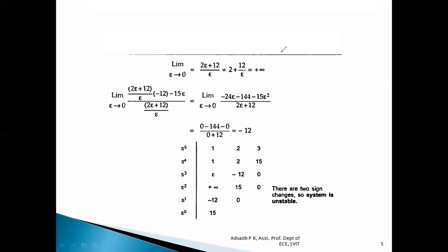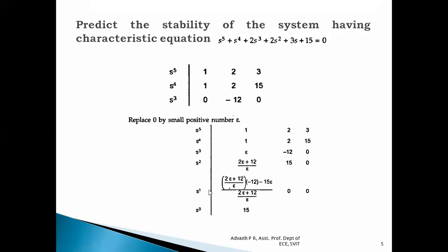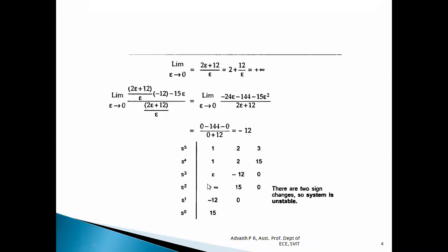Similarly, we'll be applying limit for the value which we have got for the h to the power of 1 row. So we get limit epsilon tends to 0 of the simplified equation, which is minus 24 epsilon minus 144 minus 15 epsilon square divided by 2 epsilon plus 12. When we apply limit to this, we get 0 minus 144 minus 0 divided by 0 plus 12. Wherever epsilon is there, we replace it with 0. So we get minus 144 divided by 12, which is equal to minus 12.